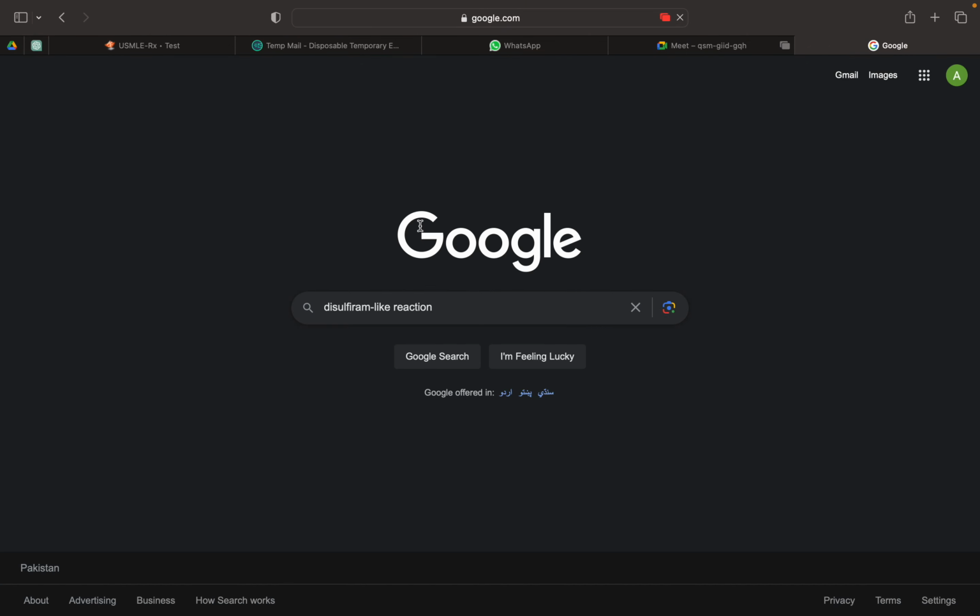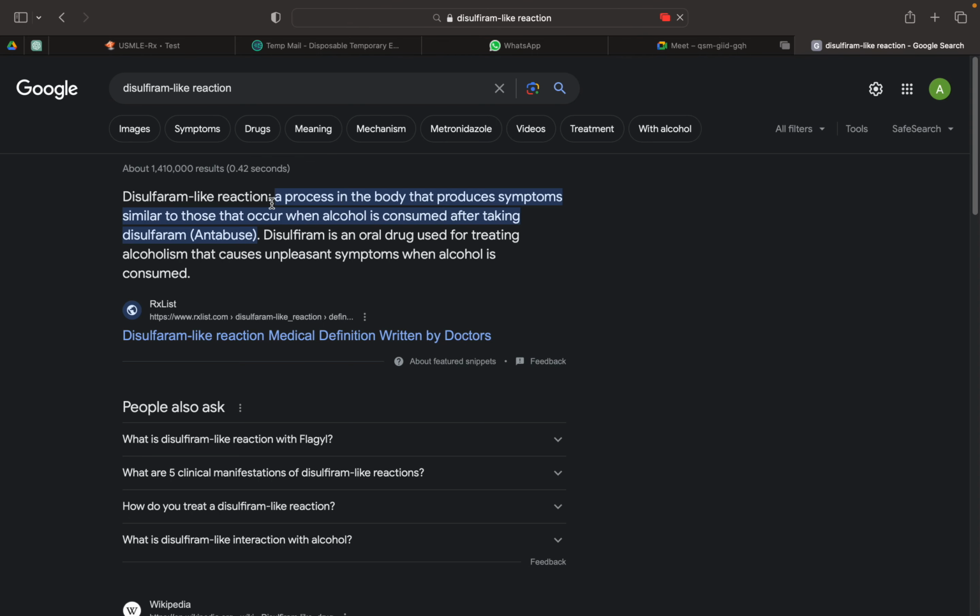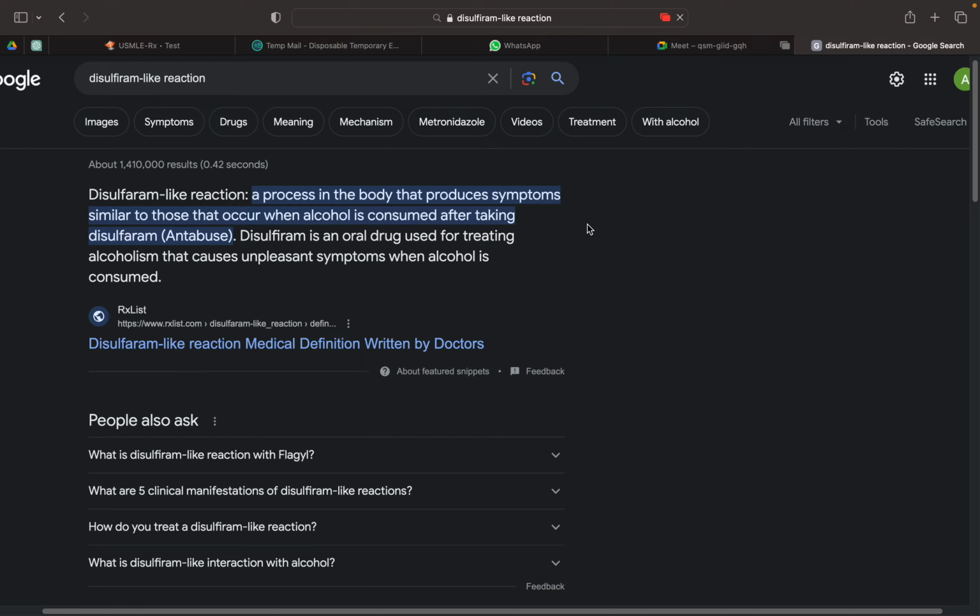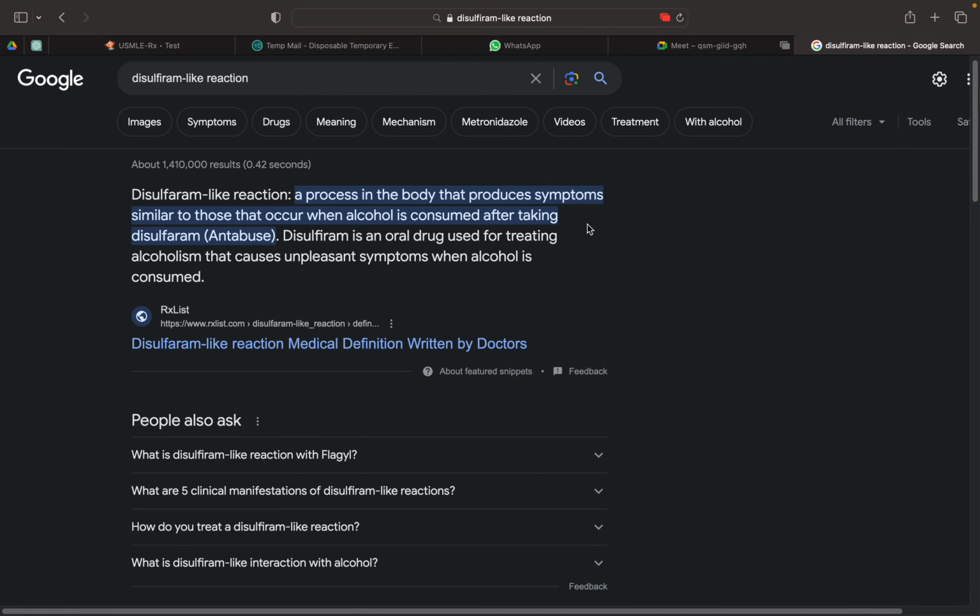Disulfiram is a kind of... see, read this, okay, you will get a clearer concept from this. This is the most important thing which I wanted to tell you earlier. Disulfiram, I will read from here. Disulfiram is an oral drug that is actually an aldehyde drug. Okay, what is disulfiram?